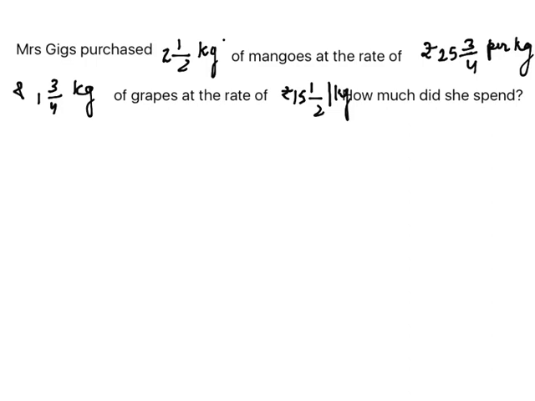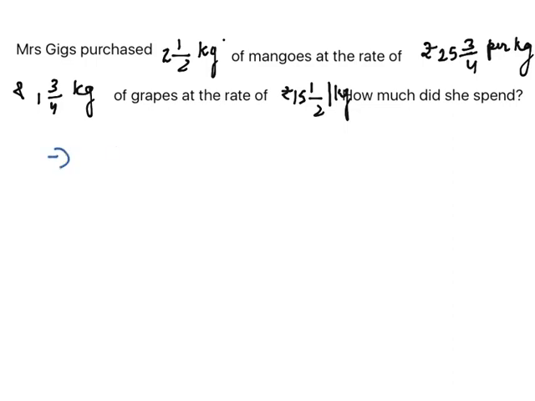So according to the question, the cost of 1 kg of mangoes is 25 whole 3 by 4, and she purchased 2 whole 1 by 2. So for this we will find the cost of 2 whole 1 by 2 kg of mangoes. So let's start.